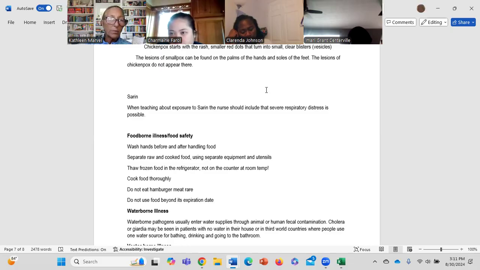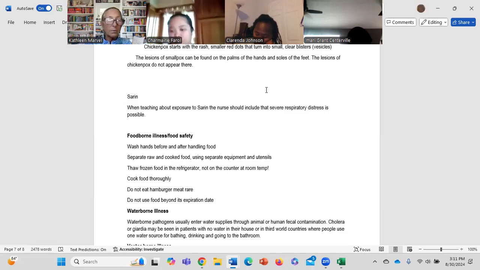Other issues we would have with a disaster would be foodborne illness, food safety. What are we going to teach our community members? Washing hands before handling food, separating raw and cooked food. This isn't just in a disaster, but in general, but this is under the disaster concept. Cooking food thoroughly, not using food beyond its expiration date.